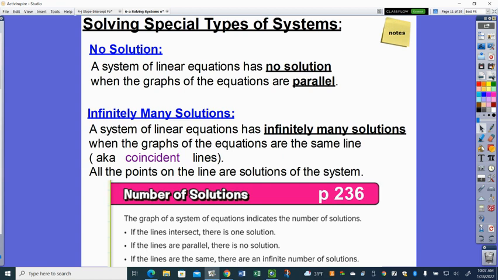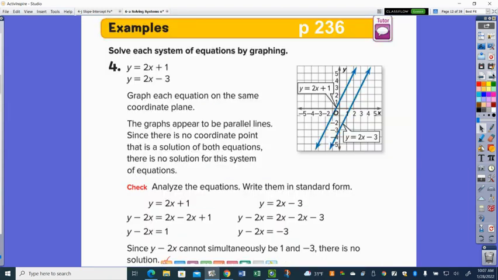The other one that's a little weird is, what if the two equations that are given to you are the same line? They lie right on top of each other. They're called coincident lines. If that happens, every point on one line is on every point of the other line. So that's called infinitely many, kind of like that identity idea from the past.